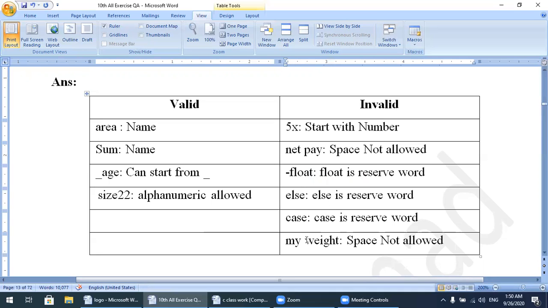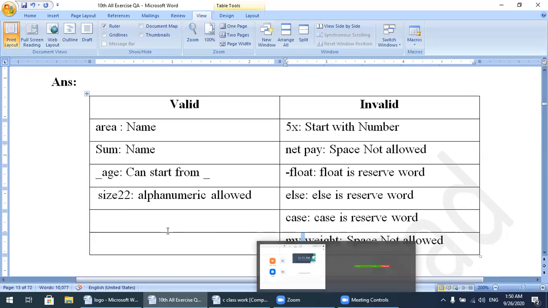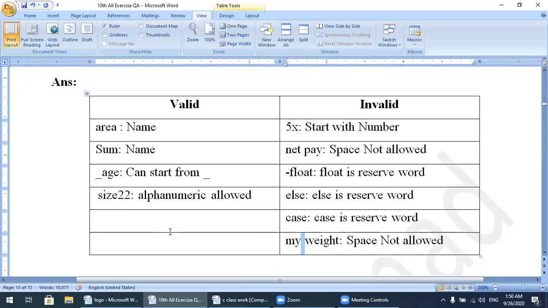Next one is my space. Over here, watch, there is a space between the Y and W. There is a space. That's why it is not allowed. Space is not allowed in a variable name declaration.